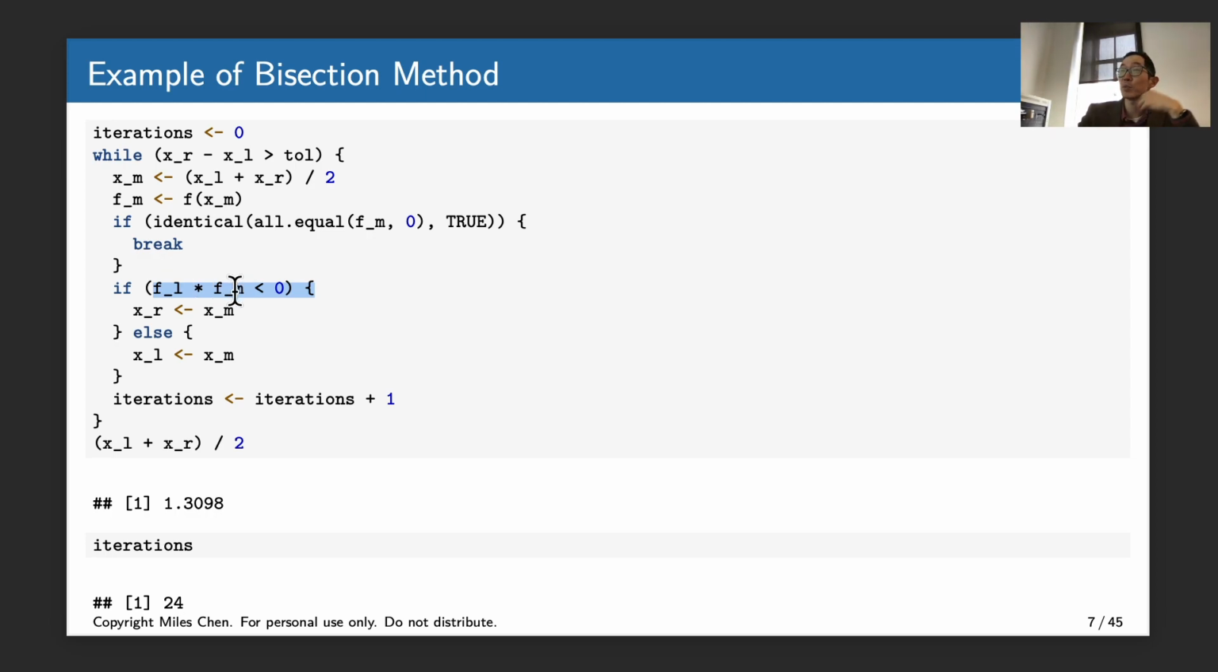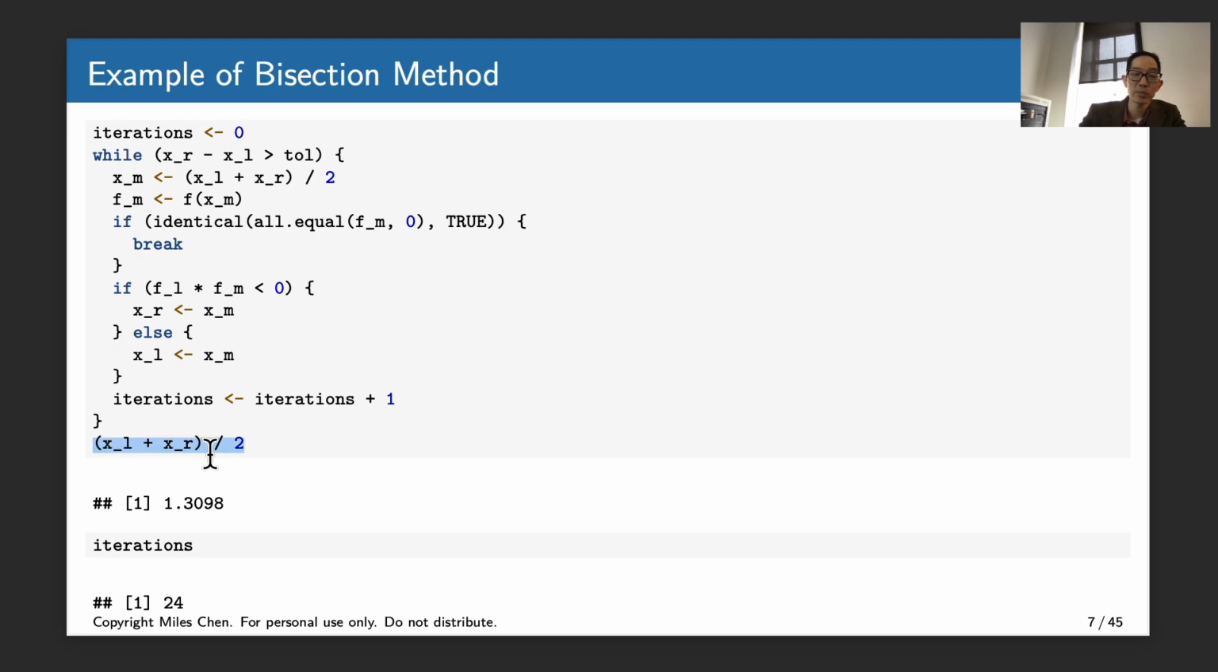If the left times the midpoint is less than 0, then replace the right-hand side with the midpoint. Otherwise, replace the left-hand side with the midpoint. And then we'll add 1 to my number of iterations. And this while loop will just keep running over and over and over again, okay? And so eventually it stops.